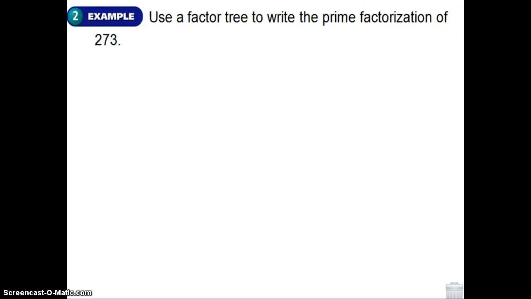Moving on to the next one. Now they're not asking if it's prime or composite. They're asking you to make a factor tree. And this is something that you guys should have seen already, but I'm going to demonstrate it with 273, and you guys can show me if you understand it in the example problem. Basically what we want to do when we make a factor tree is put 273 right here and break it down into factors, which are numbers that multiply to it. In the end, we want all the numbers left to be prime.